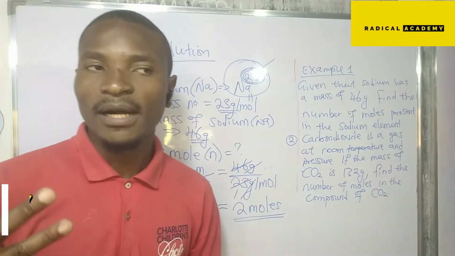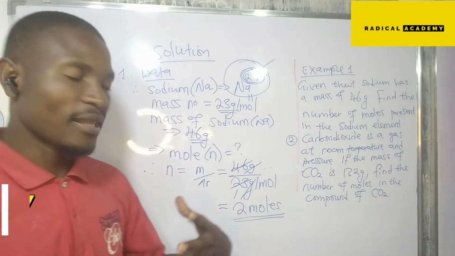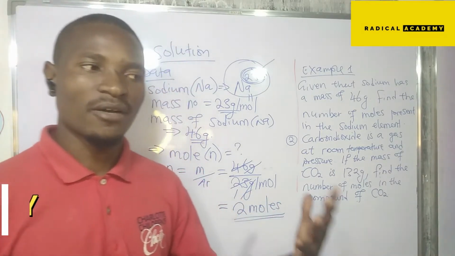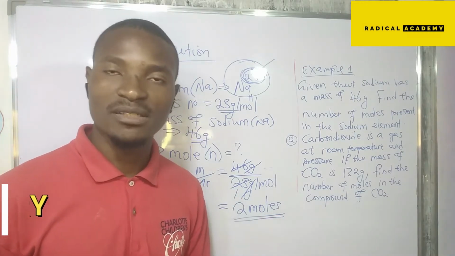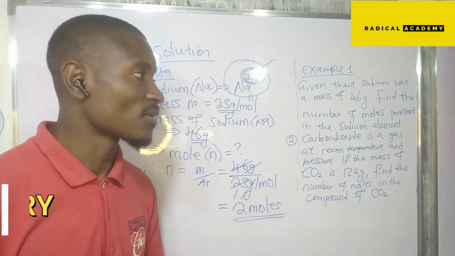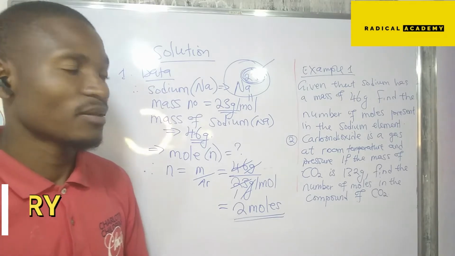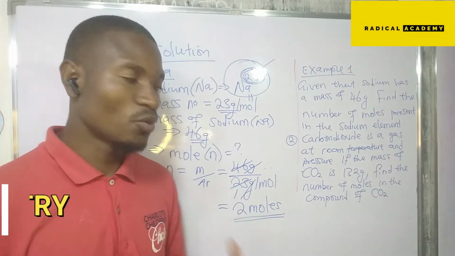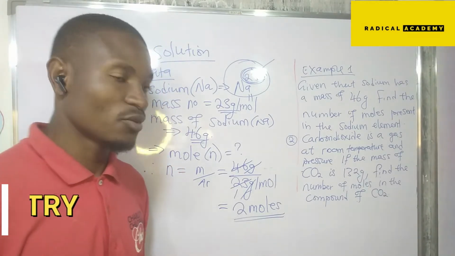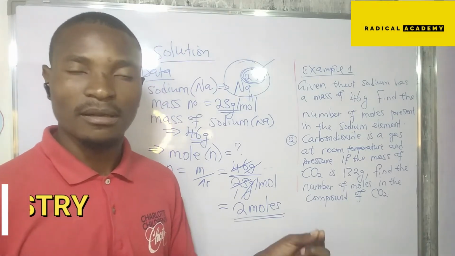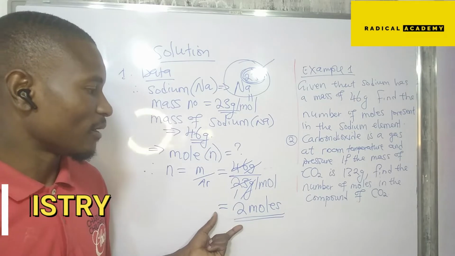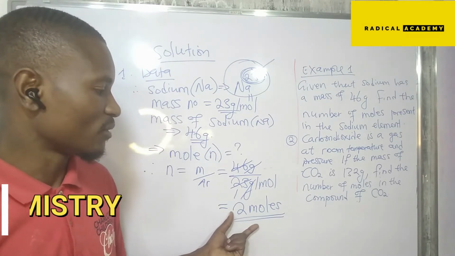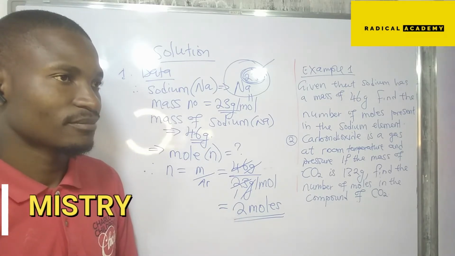So if the mass of sodium is 46 grams, then the number of particles that make up a sodium element or sodium atom will be 2 particles or 2 molecules. But we'll come and understand that. So the mass of sodium contains 2 moles.